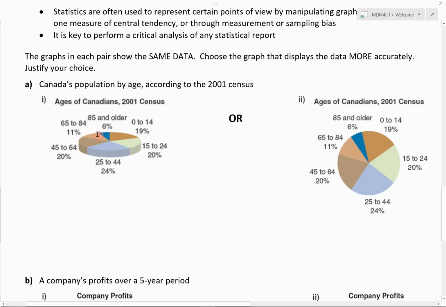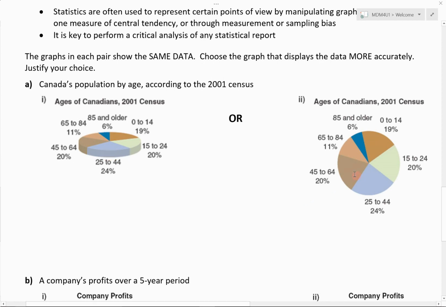Look at the slices of this circle in the back, they appear a little bit smaller. They're skewed to be smaller, whereas the ones in the front, the 25 to 44 age range, 24%, that appears a lot bigger than what it should be, right? 24% represents a quarter of the entire graph, but this whole slice doesn't look exactly like a quarter, right? It's a little bit different.